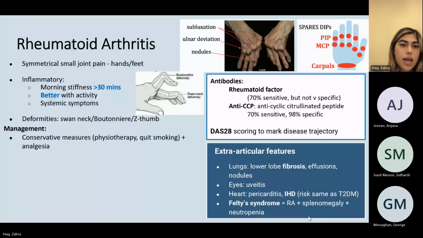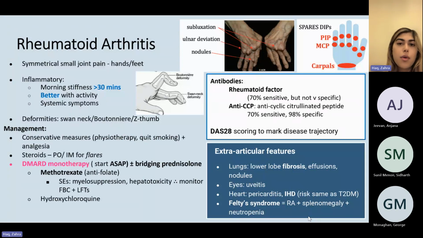In terms of management, conservative measures such as physiotherapy and analgesia. However, patients do normally require medical management. So if the patient does have flares, or if they're acutely unwell, we'll normally give steroids. However, if we're wanting to maintain their therapy, we'd give DMARDs first line, and we'd start that immediately as soon as the patient is going to start showing symptoms. And we normally bridge this using prednisolone.